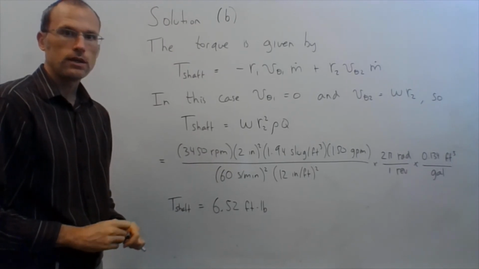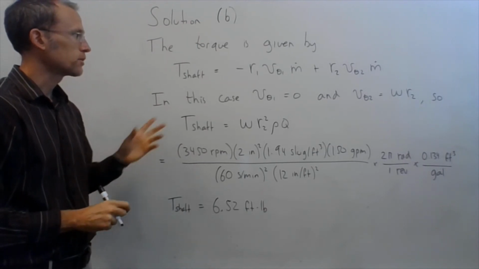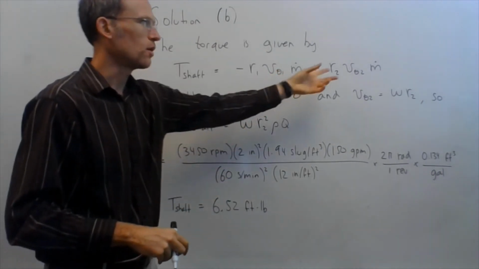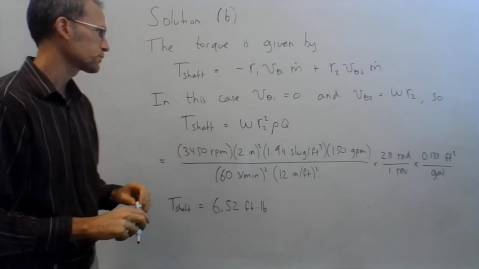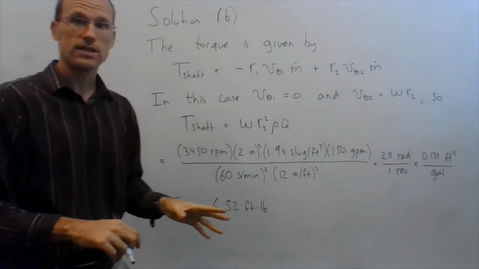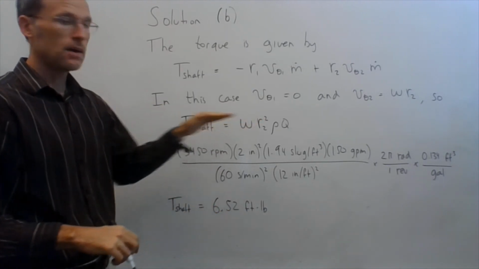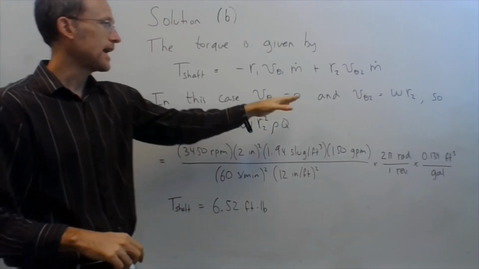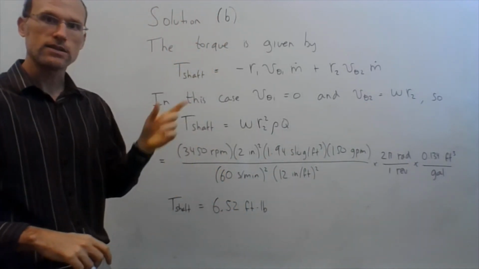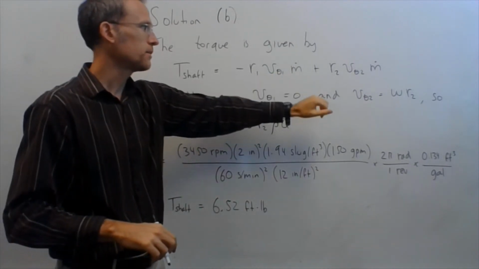Then for part B, you want to find the torque required to turn this thing. So general equation for torque, shaft torque, minus R1 V theta 1 m dot, plus R2 V theta 2 m dot. Technically m dot 1 and m dot 2, but it's the same, so I just call it m dot. Now in this case, V theta 1 is 0, so remember my V thetas, all I care about is the angular component. If you remember the diagram, when I was coming in in technically the z direction, V theta 1 is 0, all I had was Vz. V theta 2 was omega times r, so that guy actually has an angular component to him. So this first guy is 0, all I'm left with is the second guy.